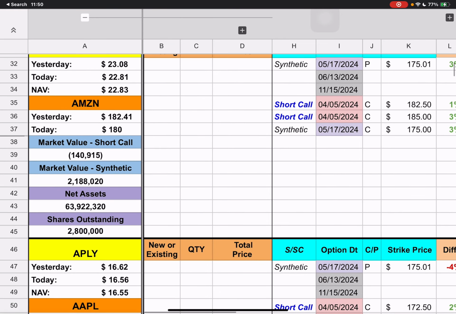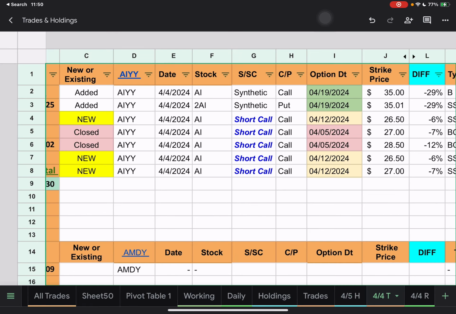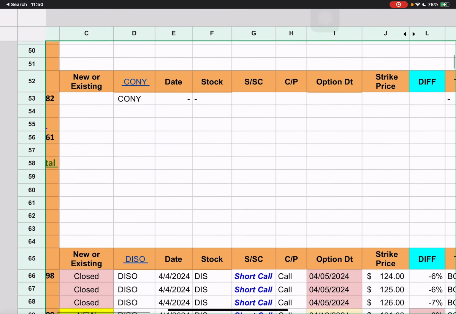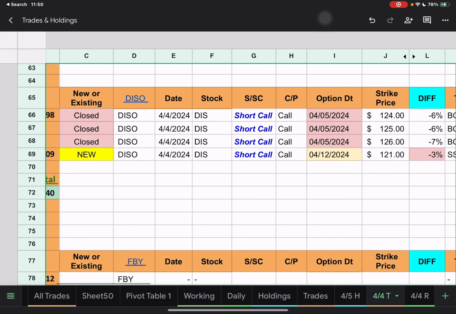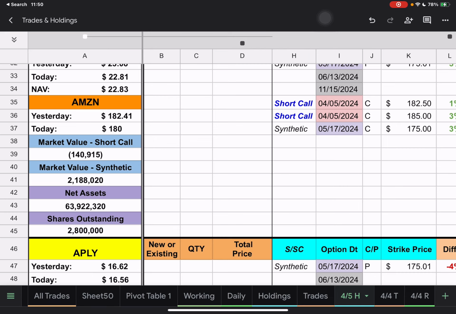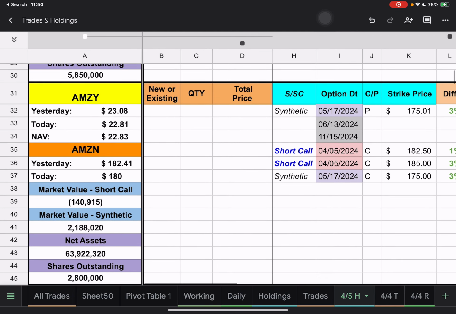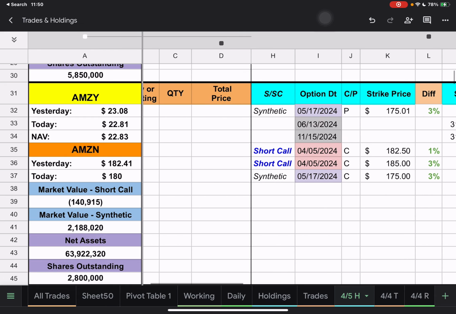AMZ looks like no trades. Let me just want to 100% make sure, because I'm not really prepared for these. Okay, so we're good until Dizzo. Sorry, I can't remember now. I did not go over this one.